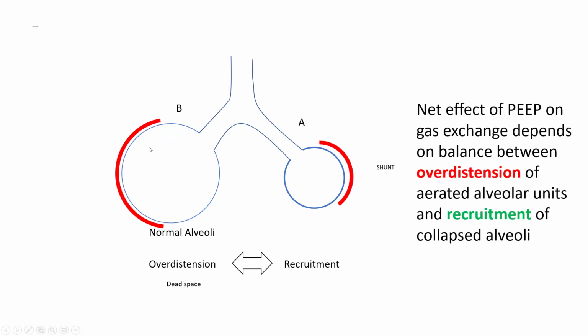However, it also causes overdistension of normal alveoli. So the net effect of PEEP on the gas exchange depends upon the balance between the overdistension and the recruitment. Typically, overdistension would cause worsening VQ mismatch, while improving the shunt will improve the oxygenation.